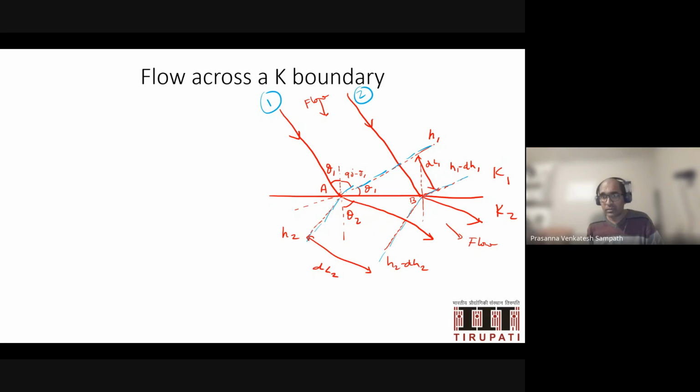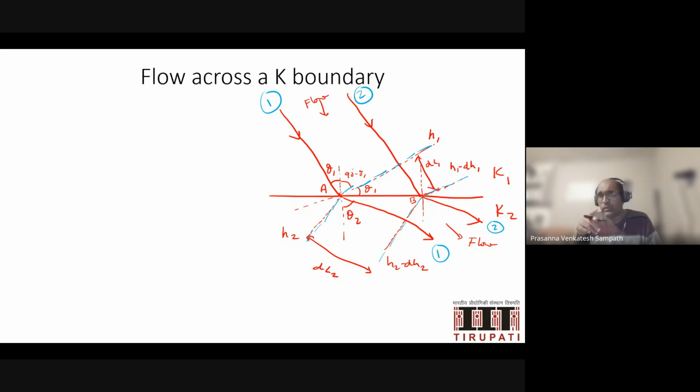So this is the incoming 1, still going out here as 1, and the incoming 2 is going out here as streamline number 2. What I'm trying to say is that the flow coming in between streamline 1 and 2 in the K1 region will be the same as the flow going out between these two streamlines 1 and 2 in region 2. Now, how do I find the flow rate between any two streamlines?